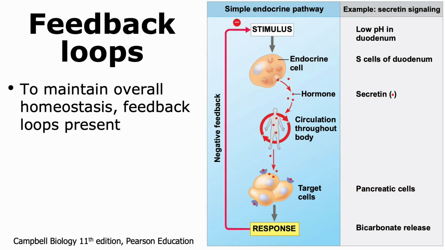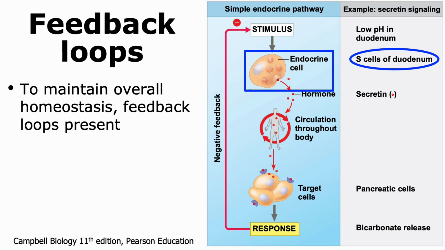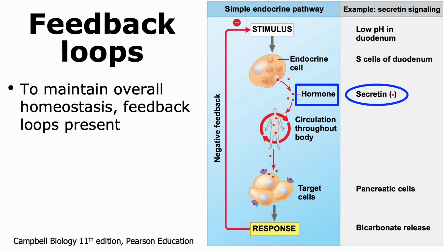In order to maintain homeostasis, hormones are involved in feedback loops. Let us take an example where we have a stimulus, which is the change in pH in the duodenum. The duodenum is part of the small intestine, and its pH is normally around 7 or slightly alkaline. However, when food from the stomach comes into the duodenum, the pH can drop. This low pH is then sensed by an endocrine cell, the S cell present in the duodenum, and results in the secretion of a hormone called secretin.